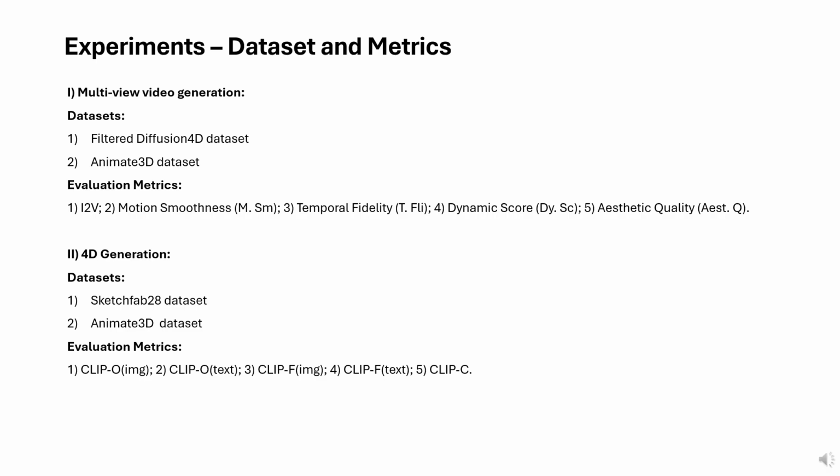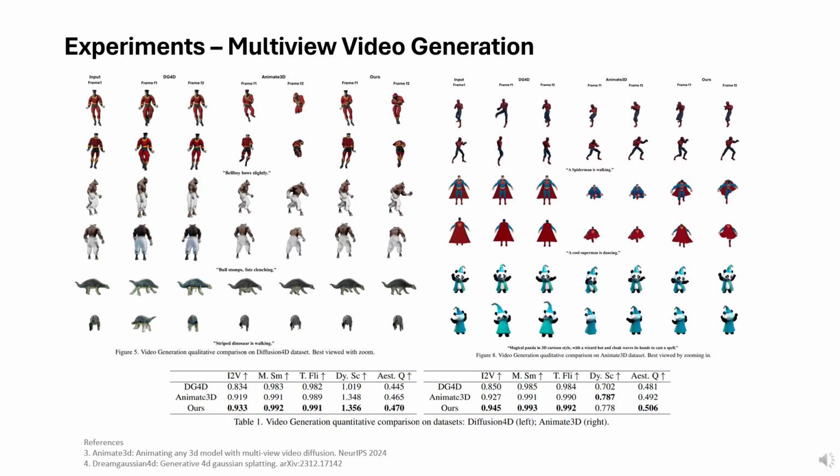Following Animate 3D, we compare our method against baselines along two aspects: multi-view video generation and 4D generation. We evaluate multi-view video generation and 4D generation on two datasets respectively, using standard metrics for each task. We provide video generation quantitative and qualitative comparisons for the filtered diffusion 4D dataset in Table 1 left and Figure 5, and for the Animate 3D dataset in Table 1 right and Figure 8.